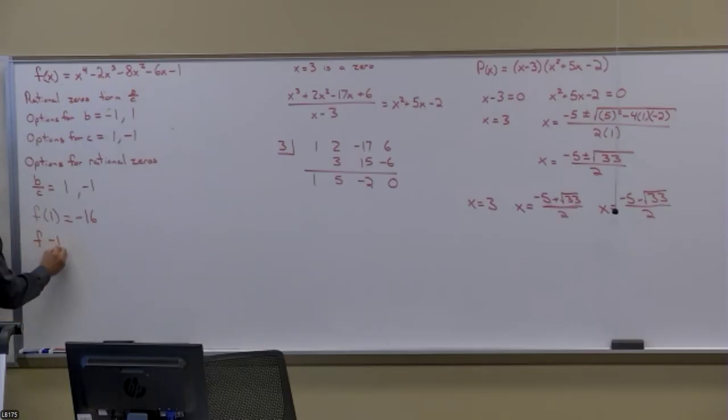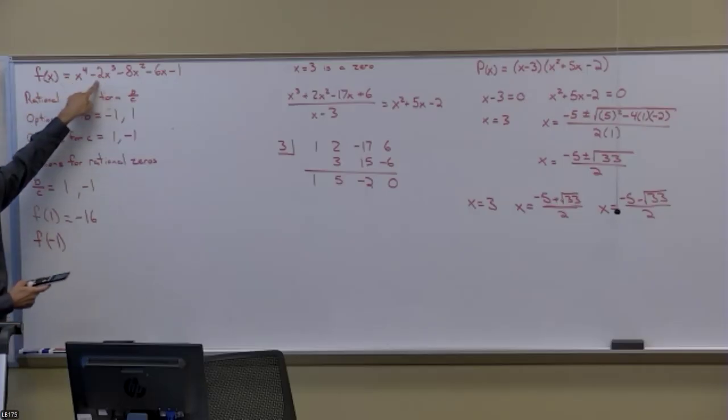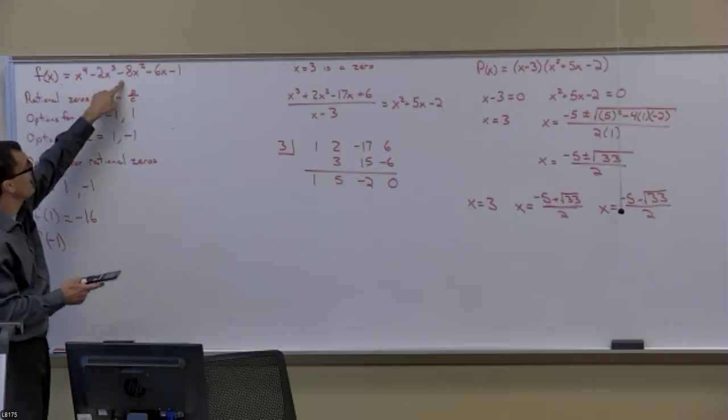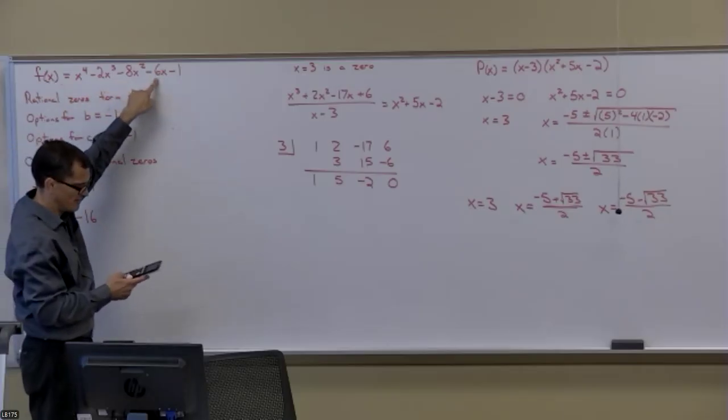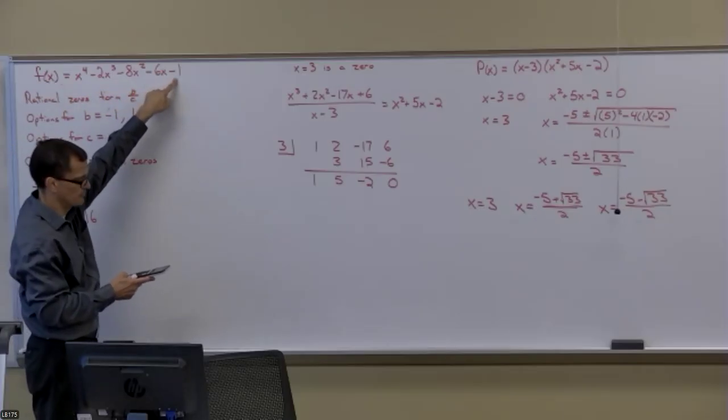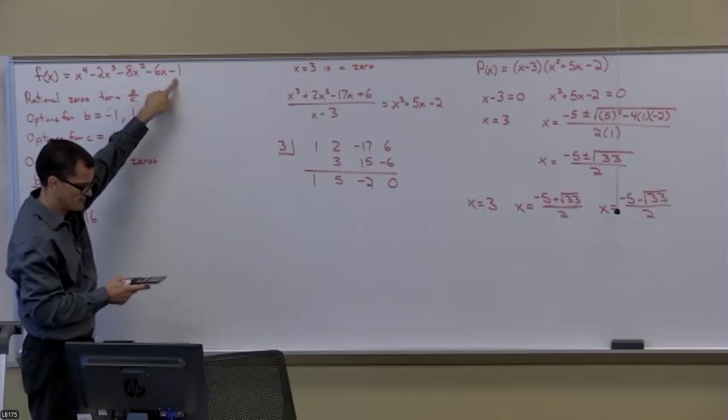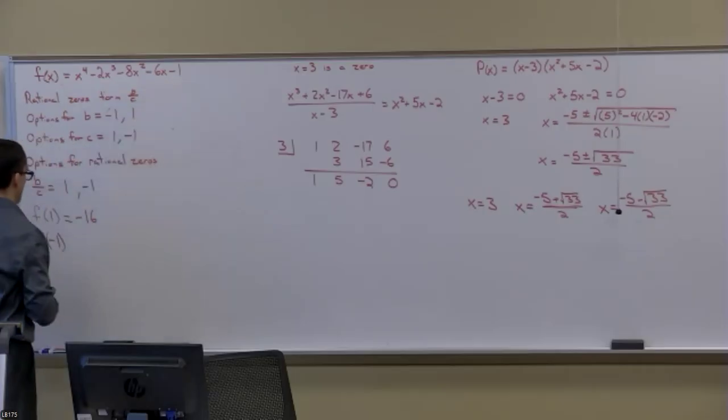What happens when I plug in -1? Well, every even power turns into a +1. Every odd power turns into a -1. So it just flips the sign. So we end up getting 1. This would be a +2. This would be a -8. This would be a +6. And this would be obviously a -1. That does give me 0.